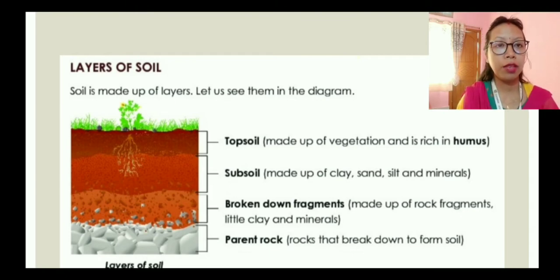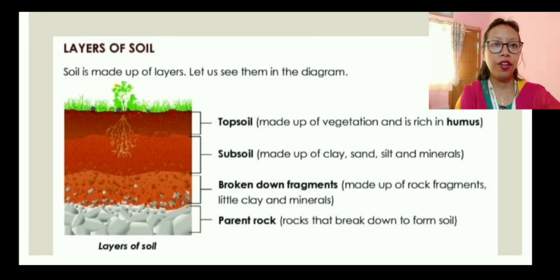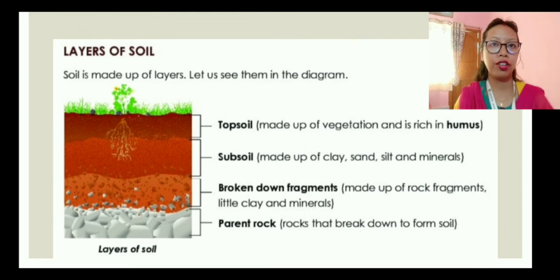Then comes the subsoil, which is made up of clay, sand, silt and minerals. Then after that, we have the broken down fragments, that is made up of rock fragments, little clay and minerals. And at last we have the parent rock, which is the rocks that break down to form soil. So these are the 4 different sub-layers of the soil.